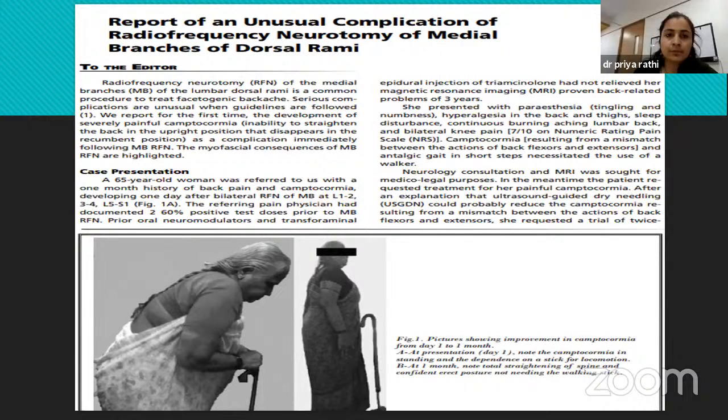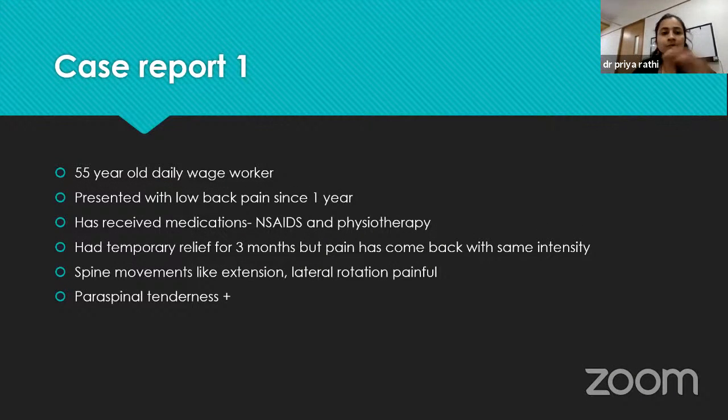Thank you, Dr. Pramod. Now I would like to go for a case discussion. Dr. Shahnawaz, here is a patient, a 55-year-old daily wage worker who has presented with low back pain since a year. He has received medications in the form of NSAIDs and has undergone physiotherapy. He did have temporary relief for 3 months, but his pain has again come back with the same intensity. His spine movements like extension and lateral rotation are painful. He has paraspinal tenderness. So how would be your line of management in this case?